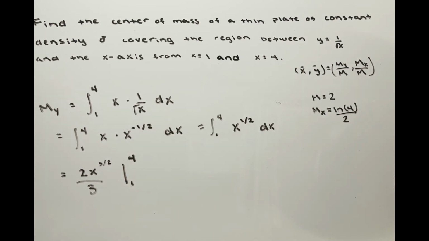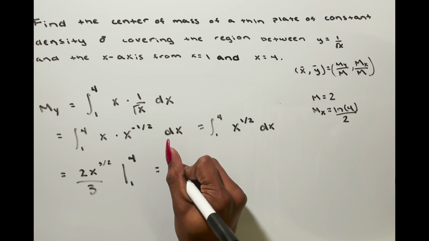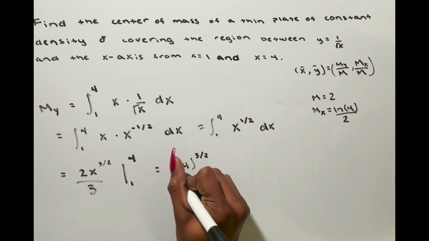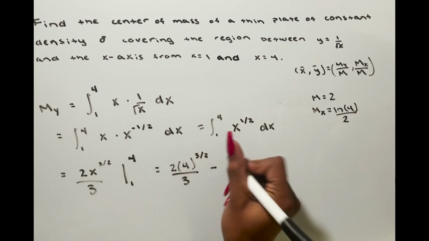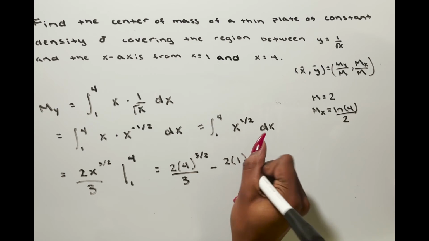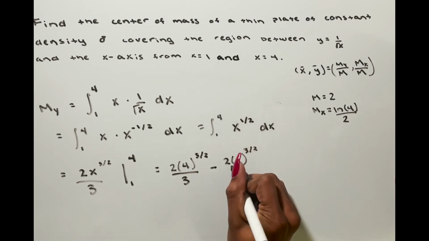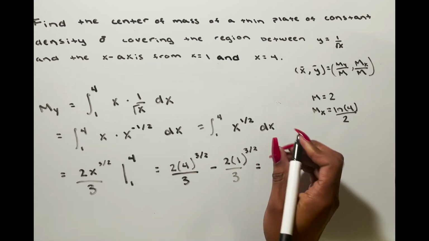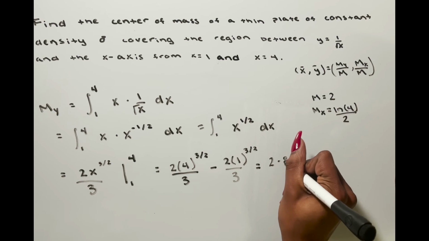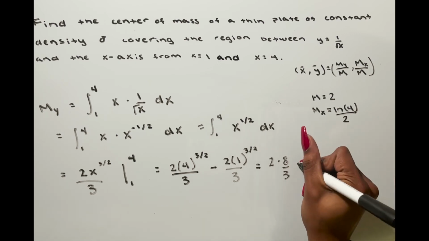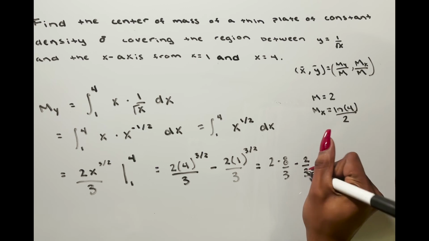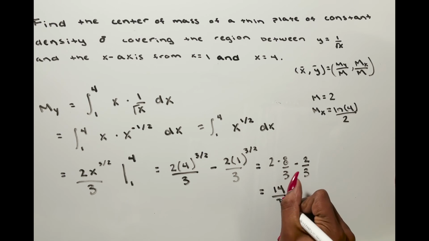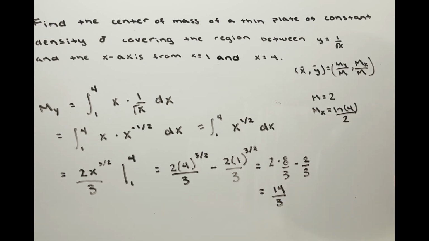Substituting in, we get 2 times 4 raised to 3/2 over 3 minus 2 times 1 raised to 3/2 over 3. With a little bit of algebra, we see that we're left with 2 times 8 over 3 minus 2 over 3, giving us a final answer of 14 over 3 for our m sub y.